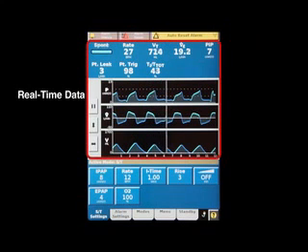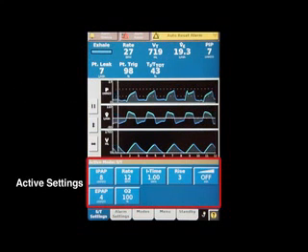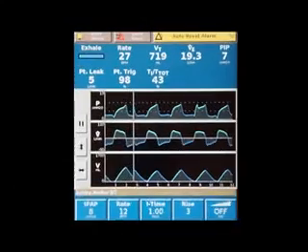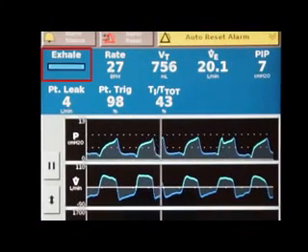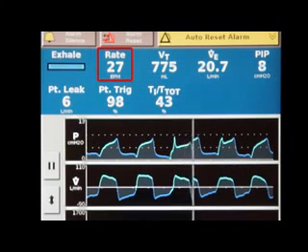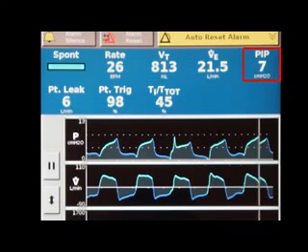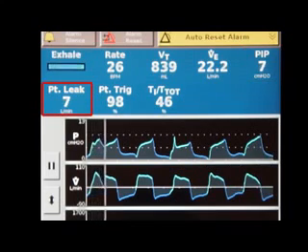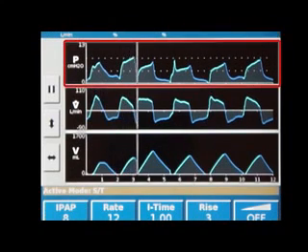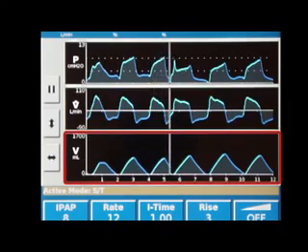A top panel conveys real-time information about the patient's breathing in both numeric and graphic formats, while a bottom panel displays the active settings. The data in the top panel include the phase of the respiratory cycle, respiratory rate, tidal volume, minute ventilation, peak inspiratory pressure, and volume of air leak. The graphs indicate airway pressure, airflow, and tidal volume over time.